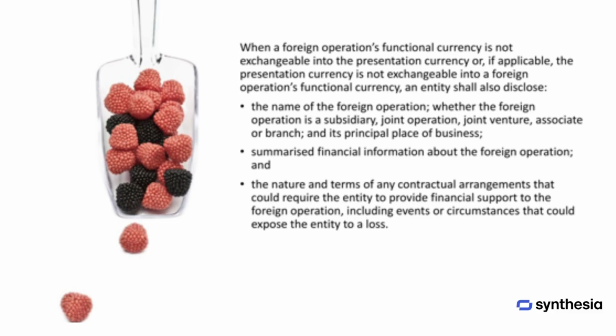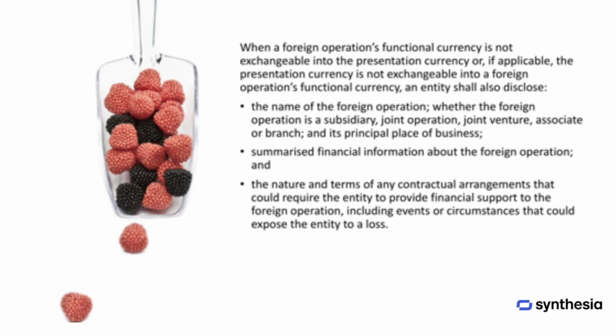When a foreign operation's functional currency is not exchangeable into the presentation currency, or when the presentation currency is not exchangeable into the foreign operation's functional currency, the entity must disclose additional information. First, the entity should provide the name of the foreign operation. It should also specify whether the foreign operation is a subsidiary, joint operation, joint venture, associate, or a branch, and include its principal place of business.